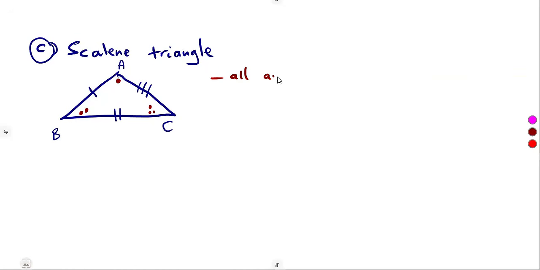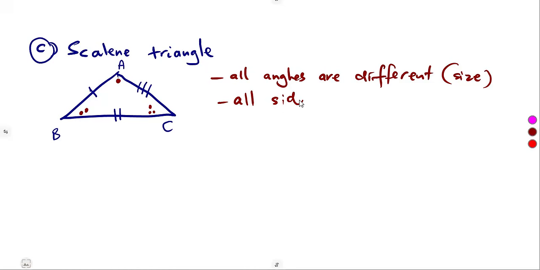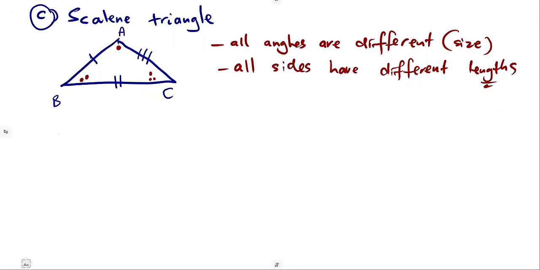So all angles are different, the angles inside of the triangle. In terms of size, they are different. Then all sides have different lengths. That is the major case that you're going to have. There's nothing special about this triangle, guys. Everything is different. All right, then let's move on to the other type.